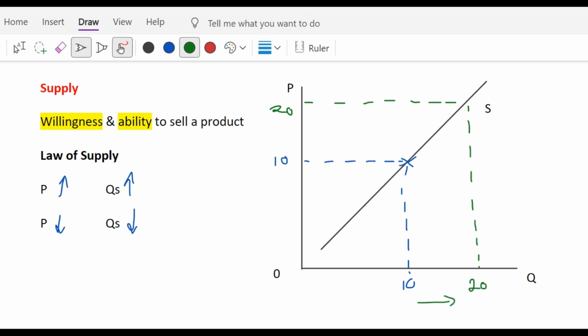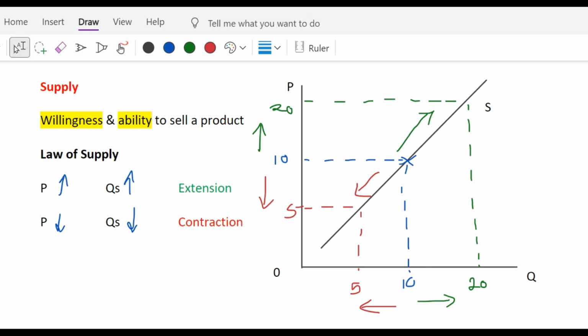This movement upwards is nothing but extension in supply. In case of a decrease in price to 5, the quantity supplied will also decrease because the supplier wouldn't want to sell at a lower price. This movement along the curve, the downward movement along the curve, is contraction in supply. So with that, we are done with extension and contraction.